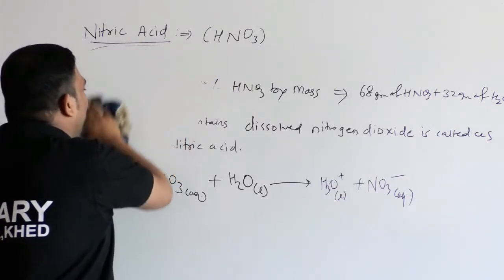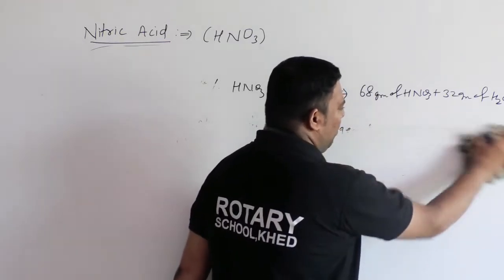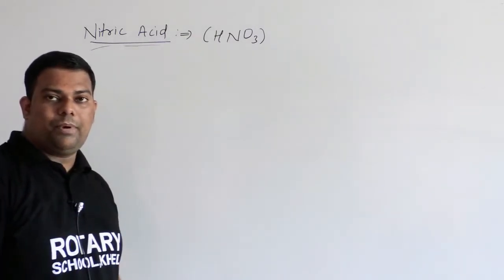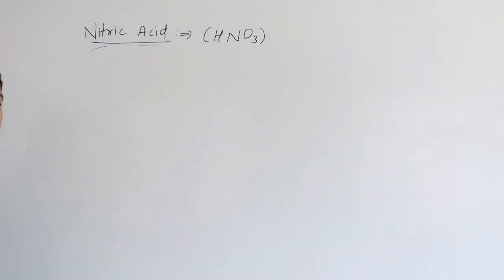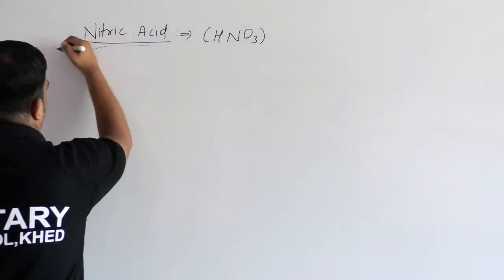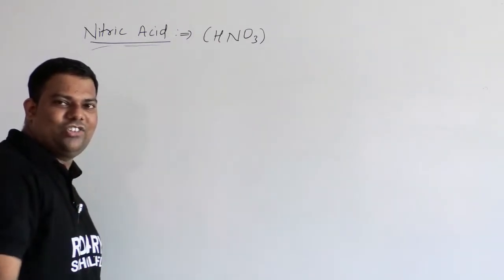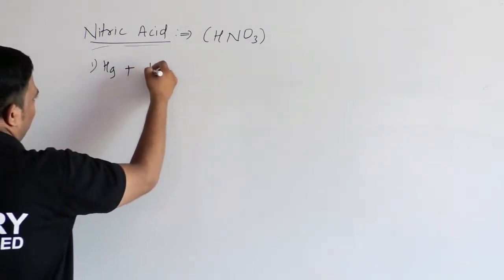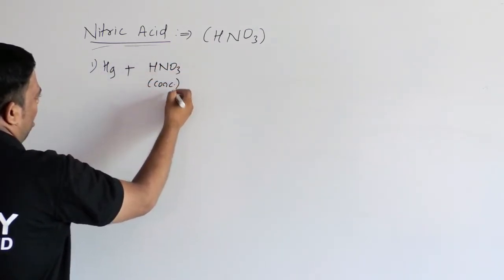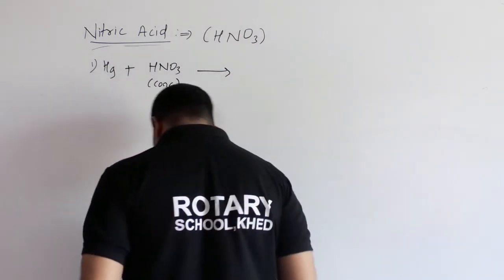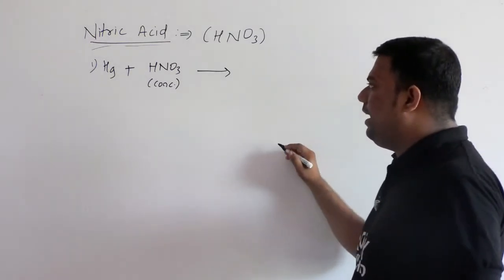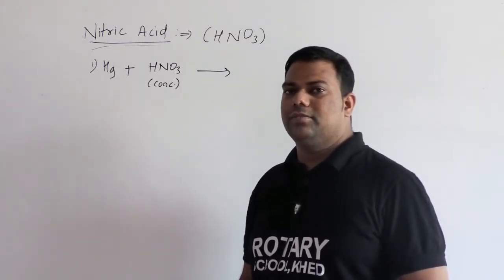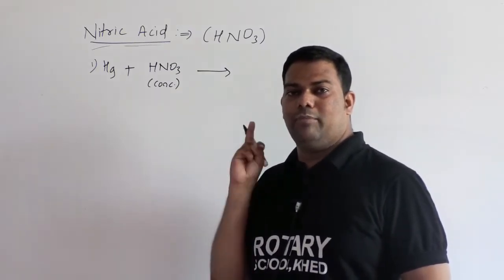We will discuss the chemical properties of nitric acid, or chemical reactions of nitric acid. Once preparation is over, we move towards the action on metals of nitric acid, whether dilute or concentrated. First, when Hg, mercury, is treated with concentrated HNO3, you must know that whenever you are writing an inorganic reaction, you must know the main product with the byproduct.